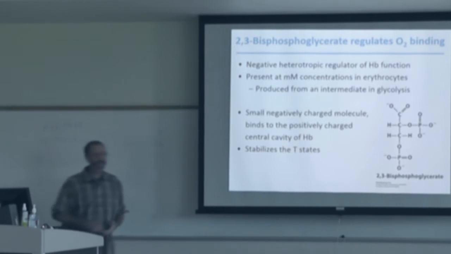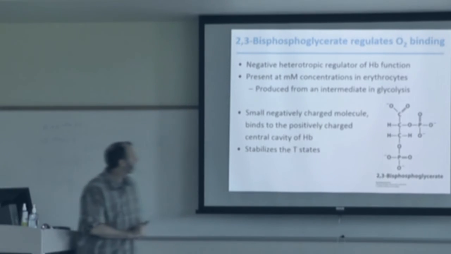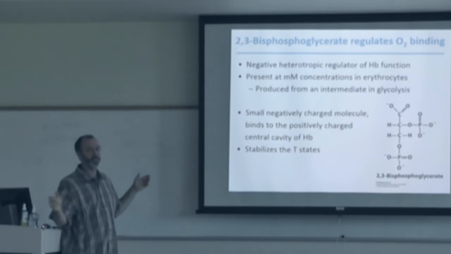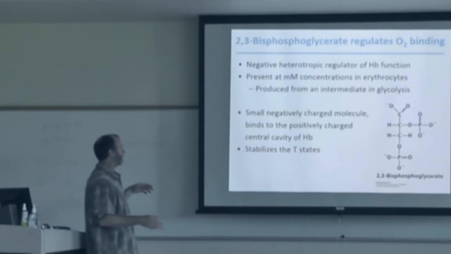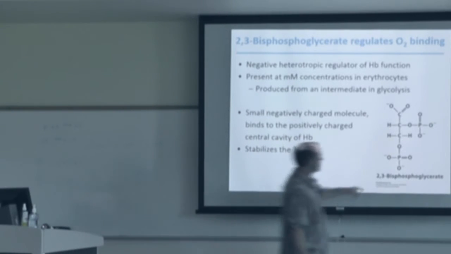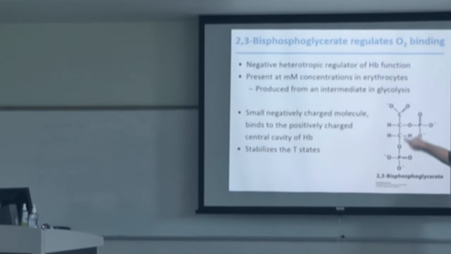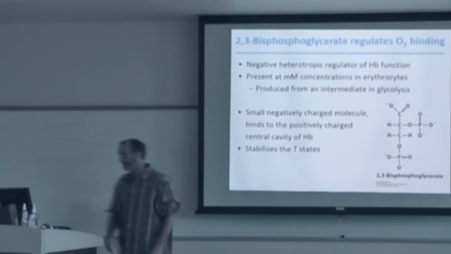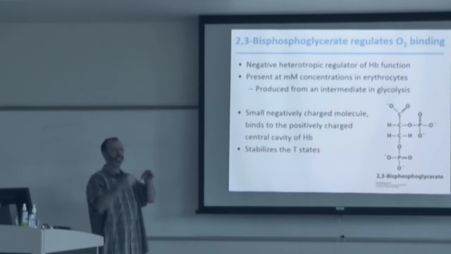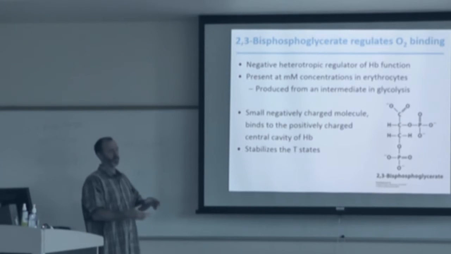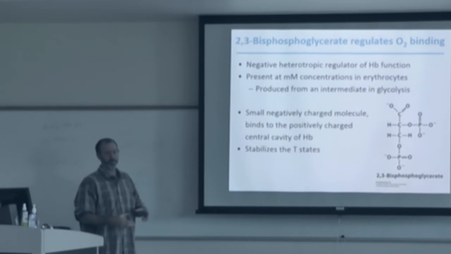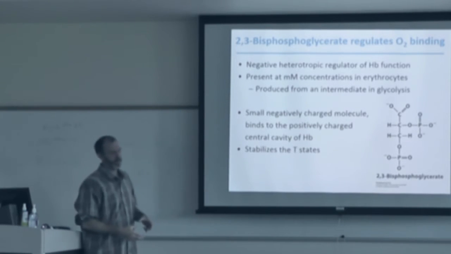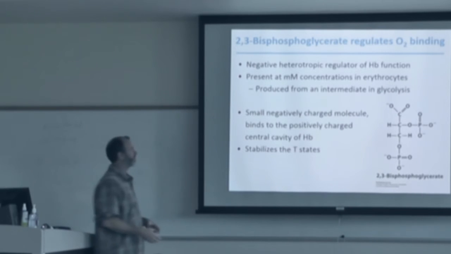And one of the other negative allosteric regulators, a negative heterotropic regulator of hemoglobin function, is this chemical compound here, 2,3-bisphosphoglycerate. So this is a negative allosteric regulator. And what it does is it fits down in the center portion of the hemoglobin molecule and makes hemoglobin have a lower affinity for oxygen. This comes into play.